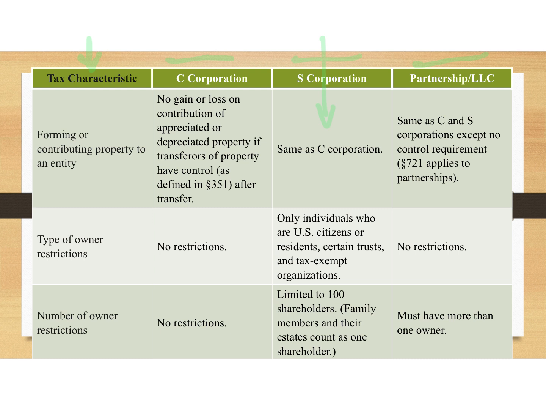The other things we need to look at are types of owners. With C corporations and with partnerships and LLCs, there are no restrictions. However, with S corporations, we know there are restrictions on who can be an owner, and restrictions on the number of shareholders. Remember that a C corporation cannot be an S corporation shareholder. That's very, very important to remember.